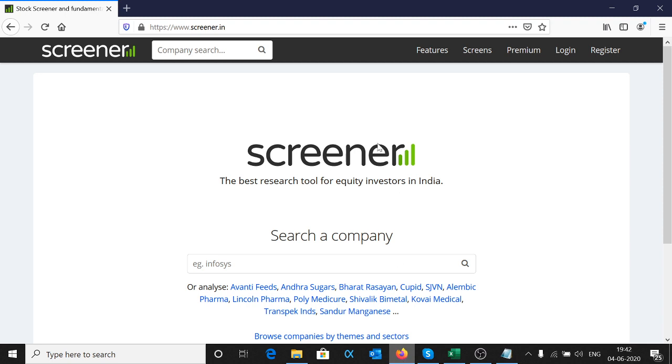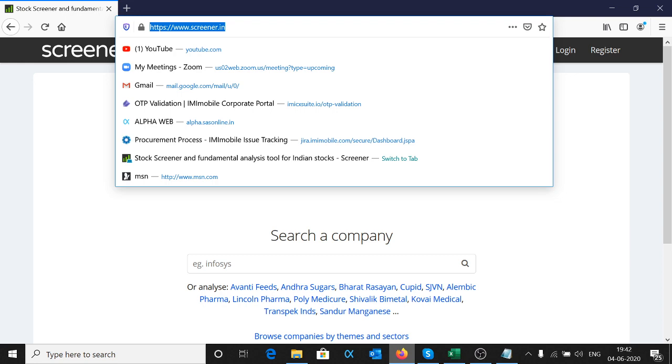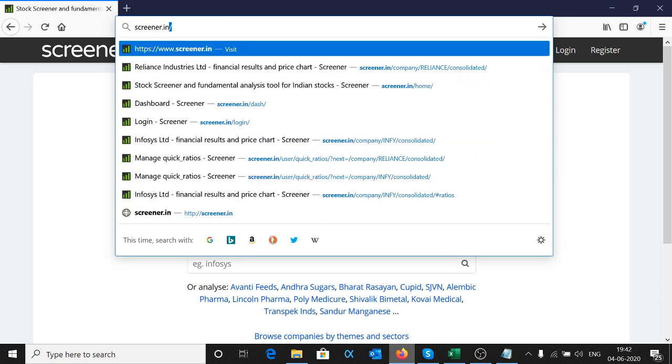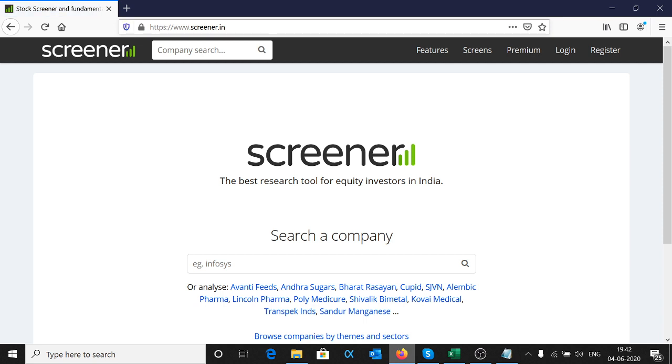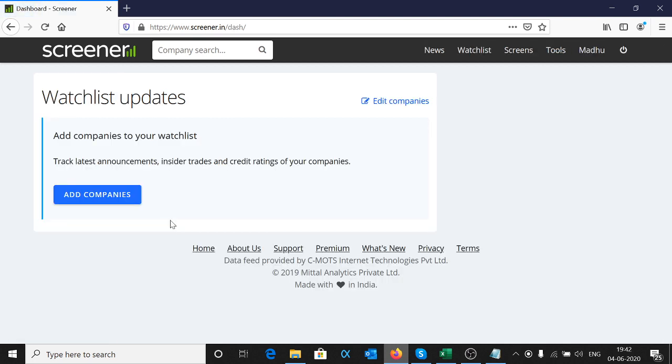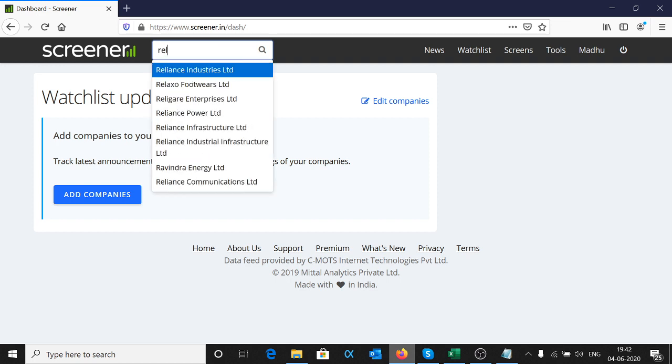For that, first we would require this site called screener.in. This is a free website. Anybody can use it. Once it is open, you need to log in. I already have my ID created, so I'll directly log in. And once I log in, I'll select any company. Let's say I'll select a famous company called Reliance.